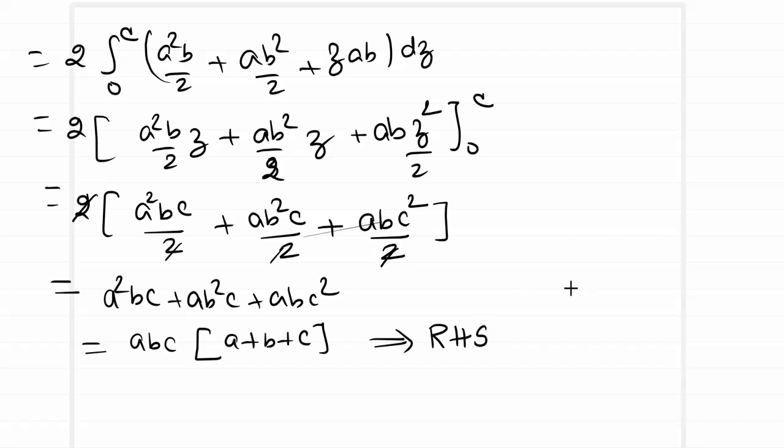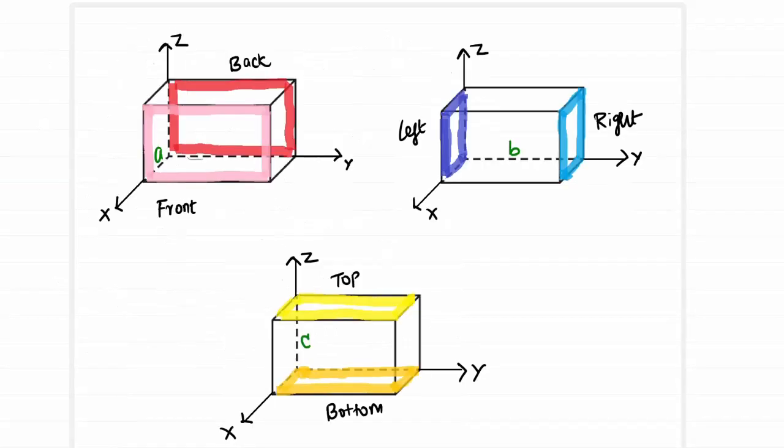Now let us move on to the left hand side. What is going to be in the left hand side? You have the left hand side to be evaluated for 6 different surfaces. You have the integral of F dot n cap dS. So this is my left hand side.